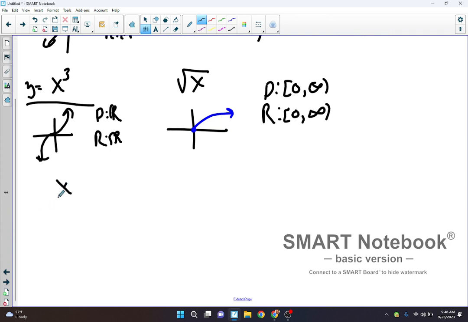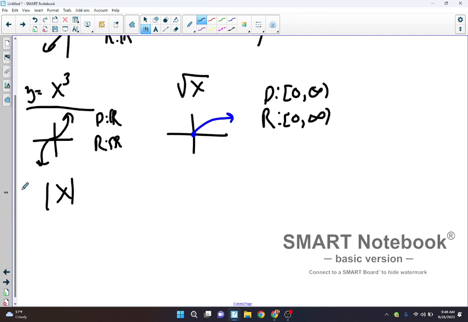Absolute value, similar to parabola. Absolute value is the V shape, but it's the same exact thing as the domain and range of parabolas. Negative or 0, hard bracket is 0 to infinity.